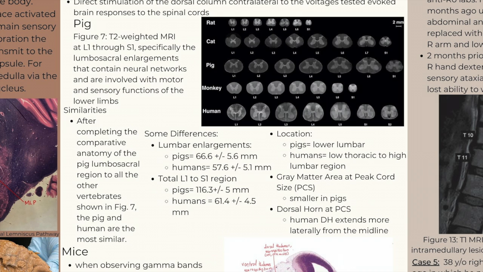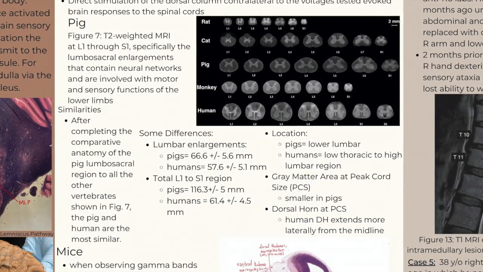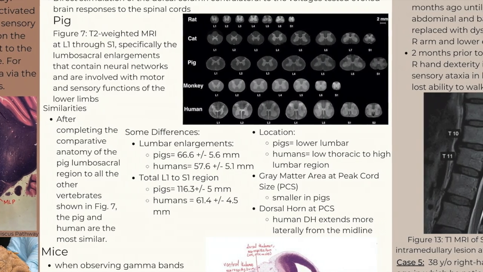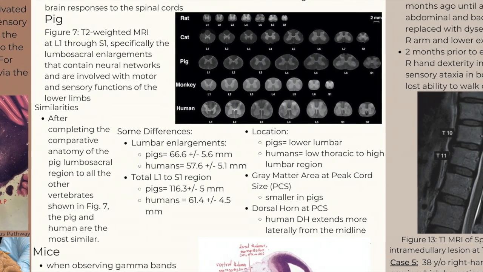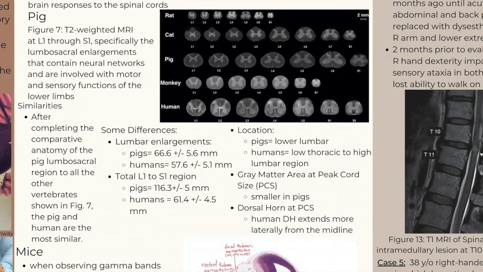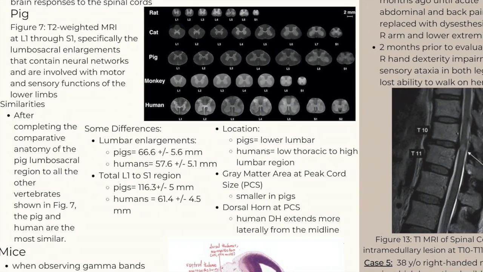The first difference lies between the lumbar enlargements, with pigs having a little bit larger lumbar enlargement than humans. When looking at the total L1 to S1 region, pigs have a significantly larger lumbosacral region than humans, almost twice as long. Location-wise, pigs tend to have the lumbosacral region in the lower lumbar area, whereas humans have it in the low thoracic to high lumbar region.